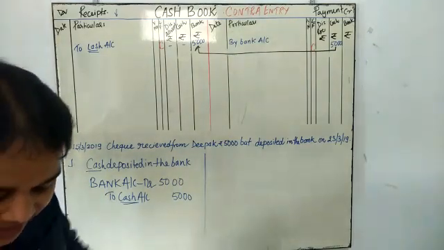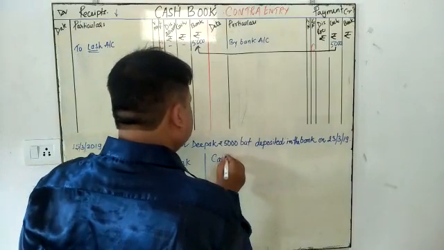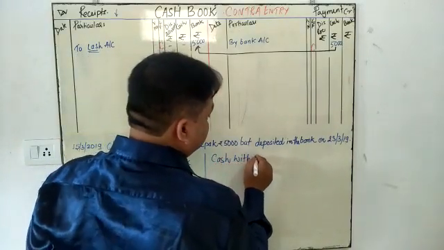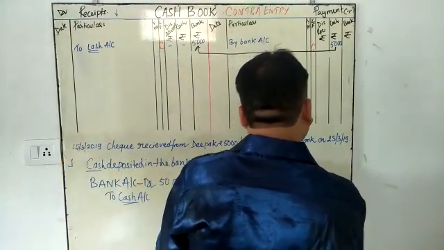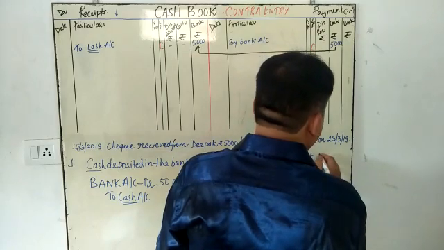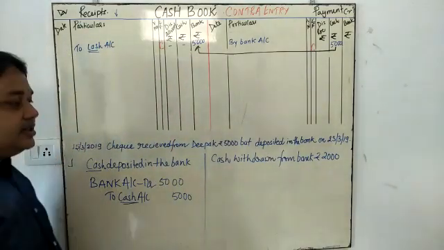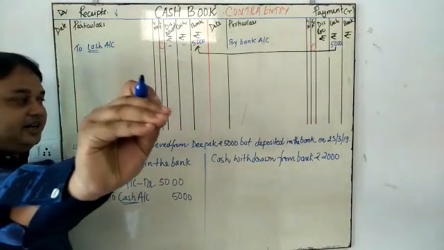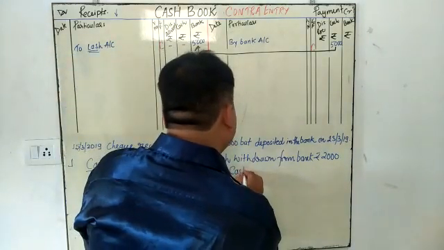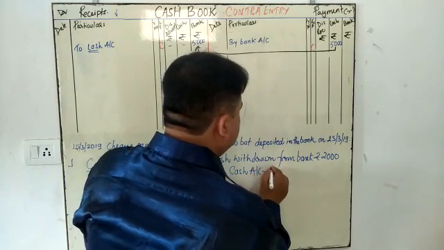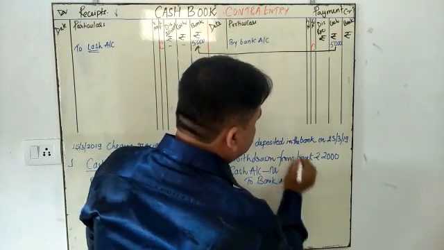Now the second example is: cash withdrawn from bank, rupees 2,000, for office use. What is the entry? In this situation, the bank amount is going to decrease and the cash amount is going to increase. So your journal entry is: cash account debited to bank account. Simple.